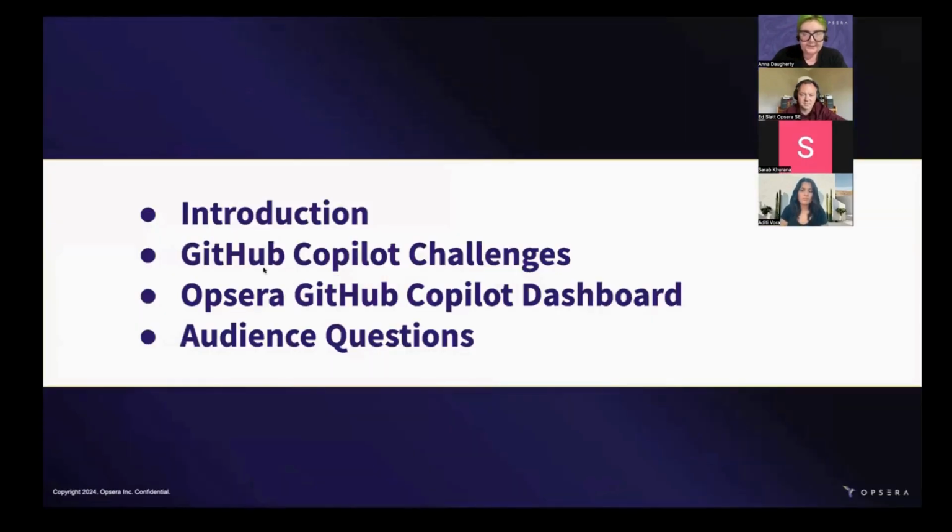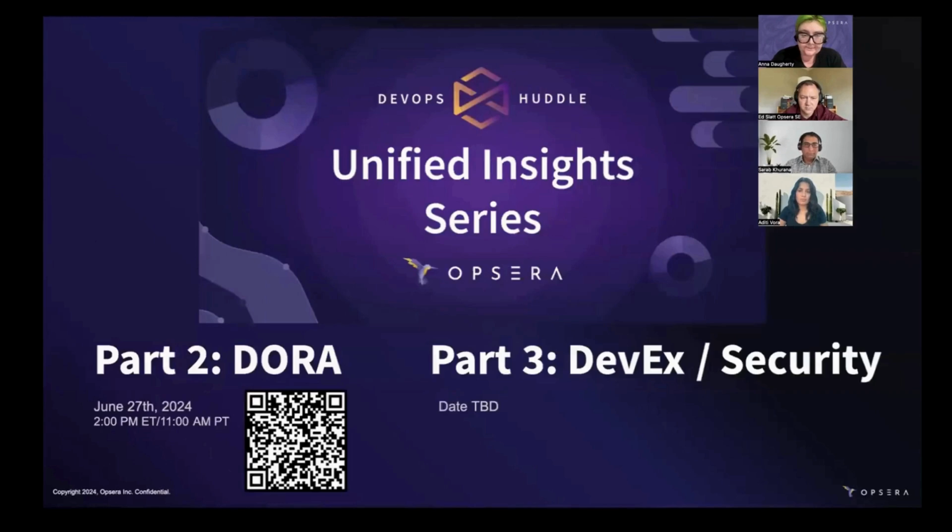So we're going to start with just a little bit of introduction about what's going to happen in the call today, and then we're going to go into a few upcoming Unified Insights sessions, and then we're going to hit the ground running. So what you'll see today is an introduction into why we're having this DevOps huddle, why it's going to be important for your business. Obviously, you have joined us because you may be having GitHub Copilot challenges, or maybe you haven't even started to implement it yet. So we wanted to go through some reasoning about why it's important to get started and what some of the challenges might be, and then how you can answer some of those challenges using the Unified Insights that Opsera provides. And then we'll take your audience questions at the end.